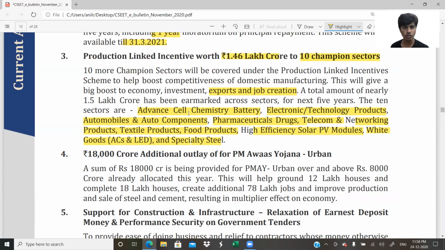A lot of people have lost jobs because of the pandemic. When 1.46 lakh crores comes into these 10 champion sectors, their production level increases. So they need more people. And the goods that come out will increase. So their exports will increase. And then foreign exchange positivity will come into the country. And it will make the balance of trade favorable, and it will be an advantageous position for a country to have in the global market. You get that? So that's the third point.